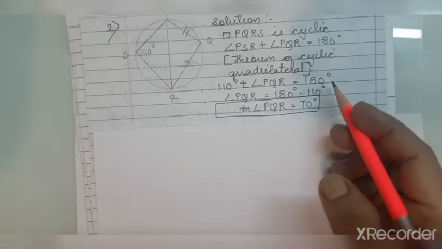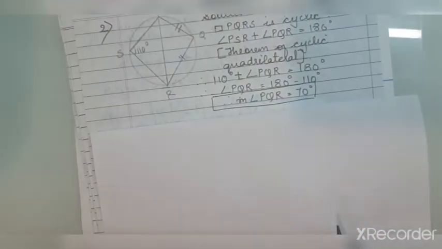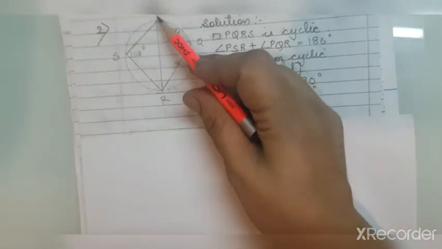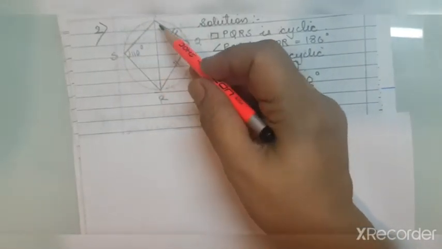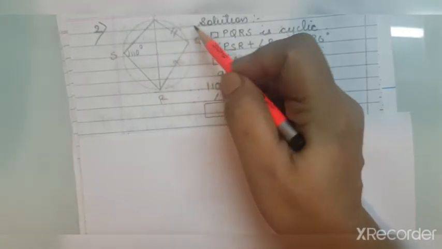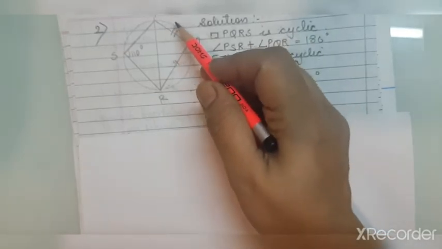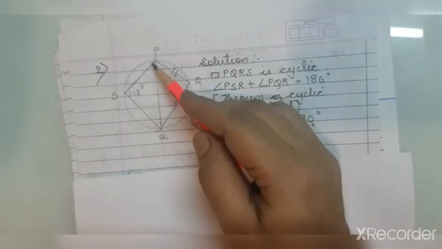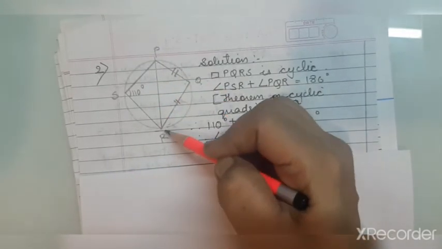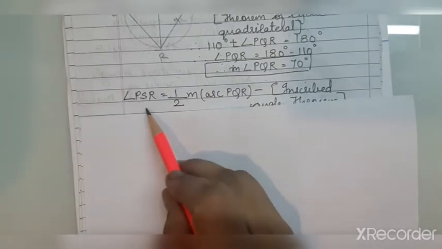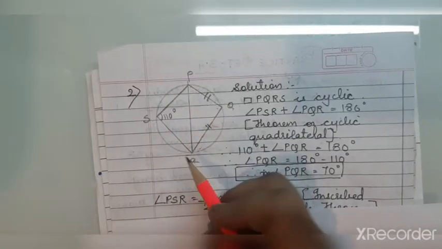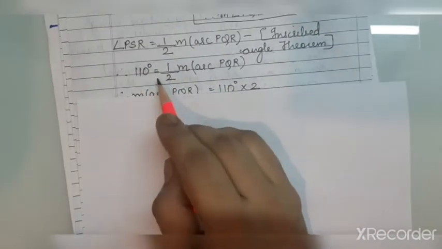Now the second thing we have to find is measure arc PQR. Now PQR is the arc which is intercepted by this inscribed angle PSR. So PSR is the inscribed angle and PQR is the arc which is intercepted. I hope you can see now. So therefore, using the inscribed angle theorem, angle PSR is half of measure arc PQR. So here you can see angle PSR is equal to half of measure arc PQR, inscribed angle theorem. Now PSR is 110 degrees.